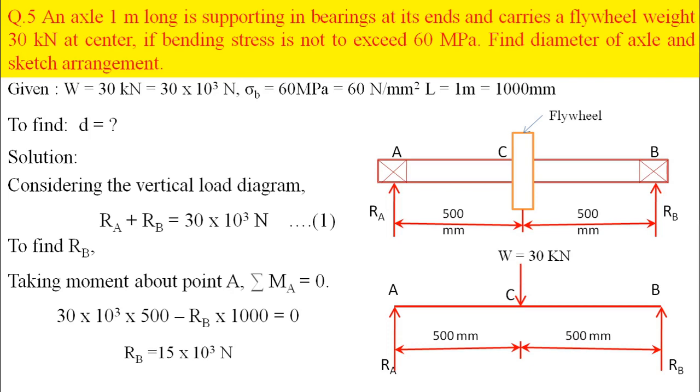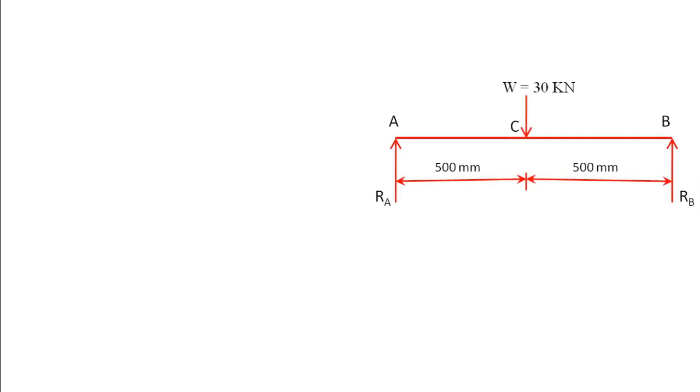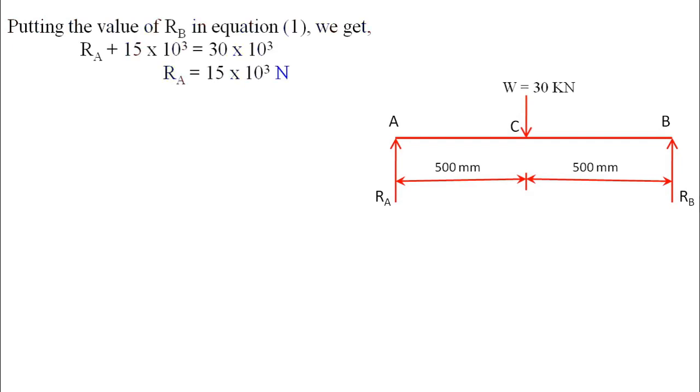Now, for finding out the reaction at RA, putting the value of RB into equation 1, we will get RA plus 15 into 10 raised to 3 is equal to 30 into 10 raised to 3. From that, we will get reaction at point A. RA is equal to 15 into 10 raised to 3 Newton.